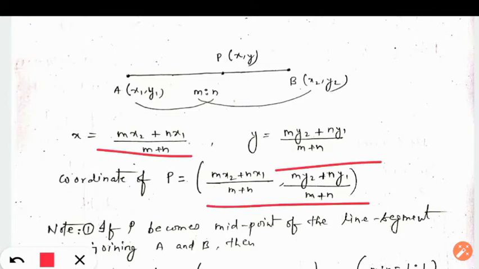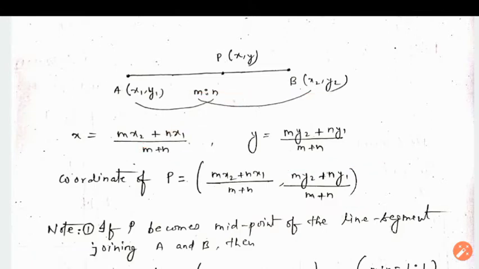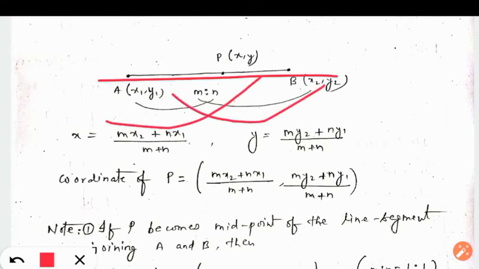Either you can memorize this, it is easy, (m x2 plus n x1) divided by the sum of the ratio, (m y2 plus n y1) divided by the sum of the ratio, or you can draw a figure like this and then do it like this, which I have done.